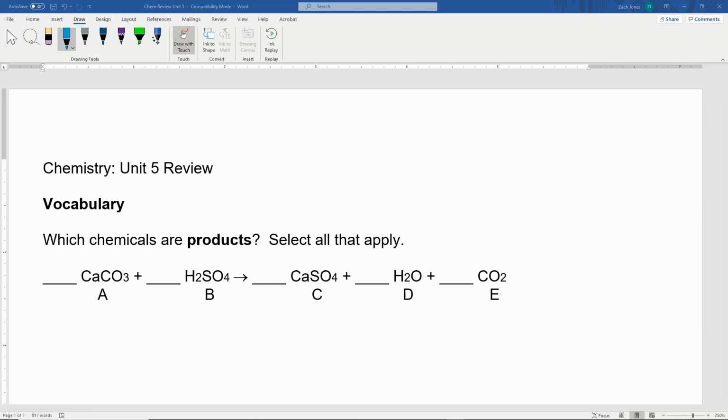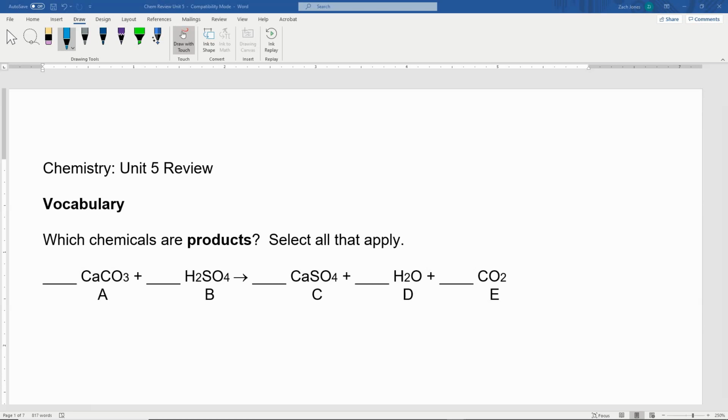Okay, to make sure we're prepared for our test, we're going to run through the major ideas in this unit. Then we're going to start with some review of vocabulary. Then we're going to practice classifying reactions, balancing equations, and finally predicting products of reactions. All right, let's start with this first one.